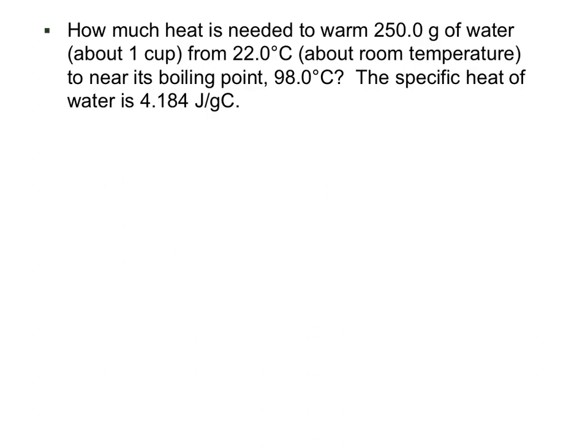In this example, we want to calculate the heat required in order to warm approximately 1 cup of water from about room temperature up to near the boiling point. And so we're going to use our same equation, Q equals mc delta T. We're given the exact mass of 250.0 grams. Our C is the same, it's still water, 4.184 joules per gram degree C.